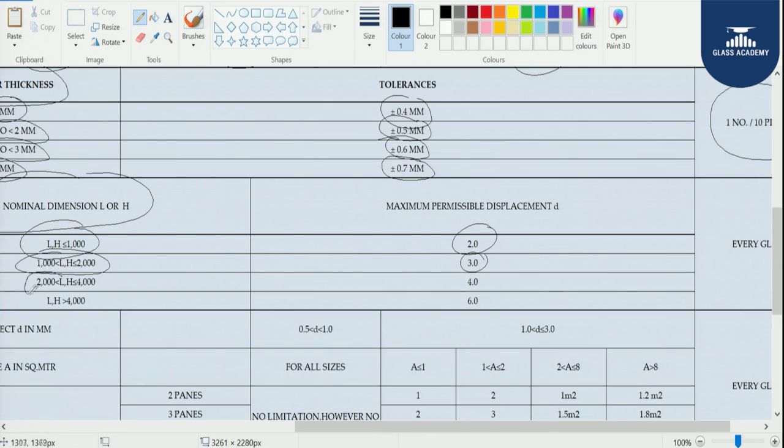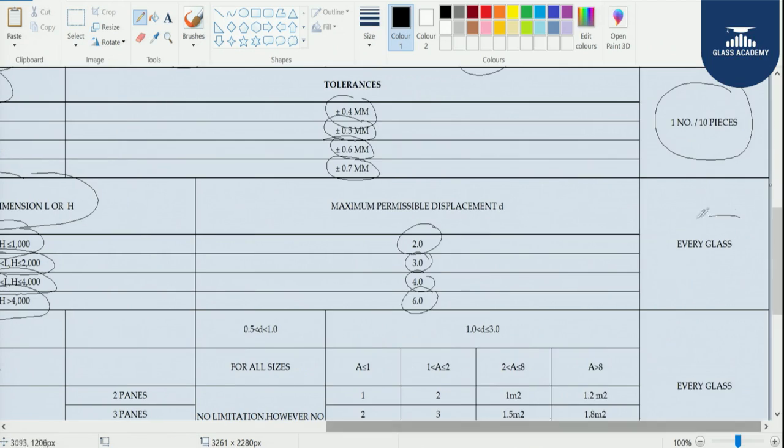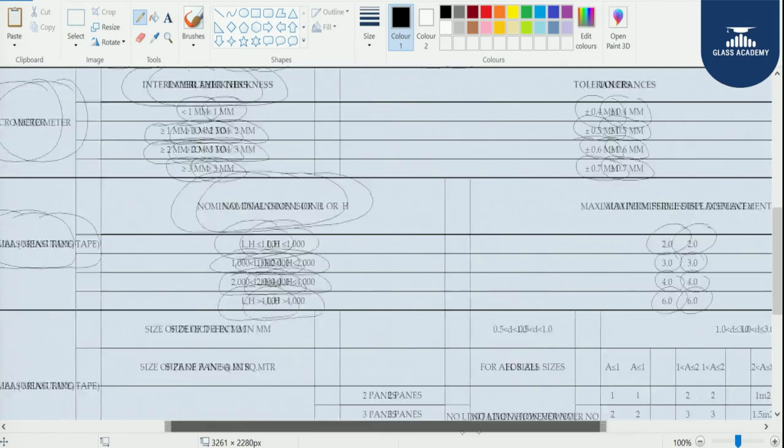If my panel size is between 2 to 4 mm, the displacement allowed is 4 mm. And if my panel size is more than 4000 mm, the maximum permissible displacement allowed is 6 mm. This displacement we will be measuring for every glass.